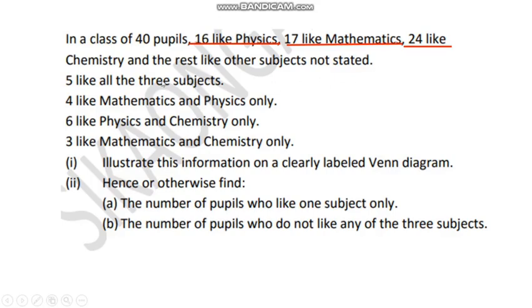From these numbers, they are saying 5 like all the 3 subjects. This is very important information. So 5 of them like all the 3 subjects. Then 4 like mathematics and physics only. Okay? So let's see how we can now present this information in the Venn diagram.